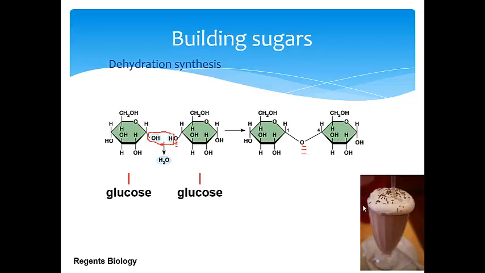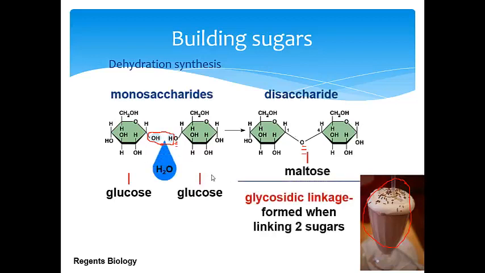Glucose and glucose together, you'll never guess. What is this down here? Yeah, I know. Chocolate malt. This is a maltose. Glucose and glucose together makes maltose. All right. The type of link that's formed when you remove a water from 2 sugars and put them together is called a glycosidic linkage, or glycosidic bond.